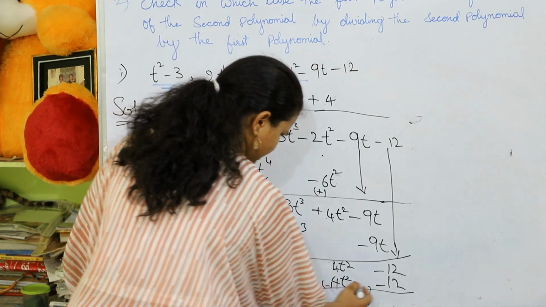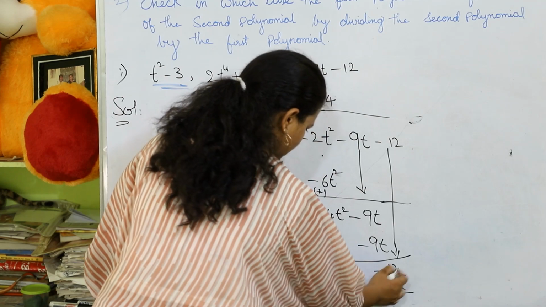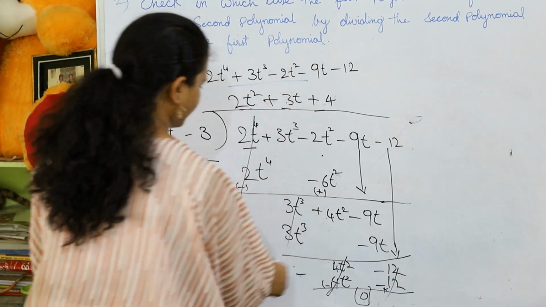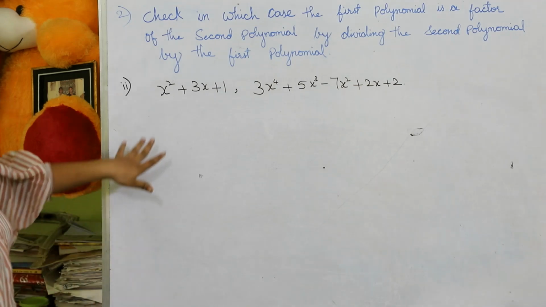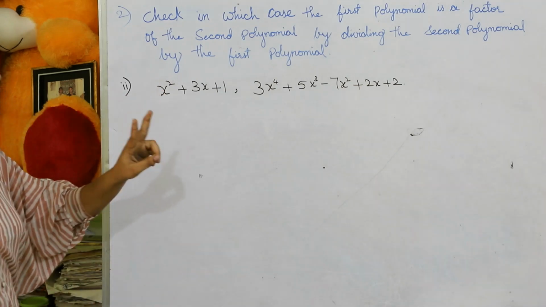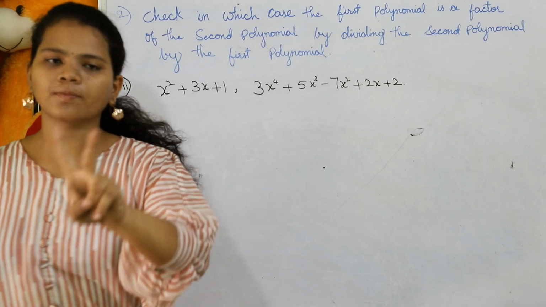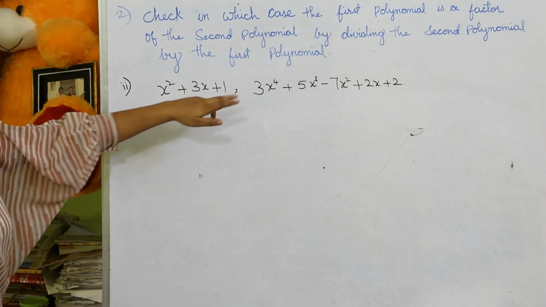So this becomes subtraction, this becomes plus. So this goes here, this one. Okay? The second one, where they have given 3 polynomials, they have given 2 polynomials.